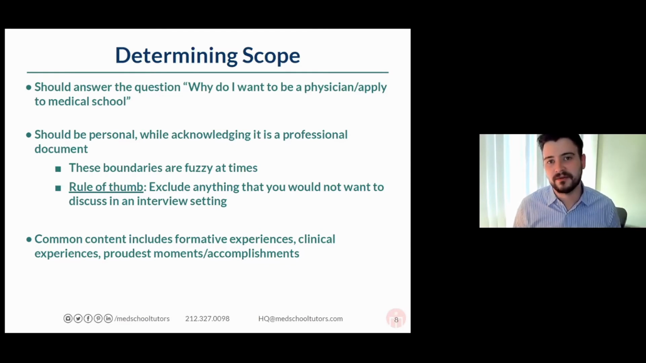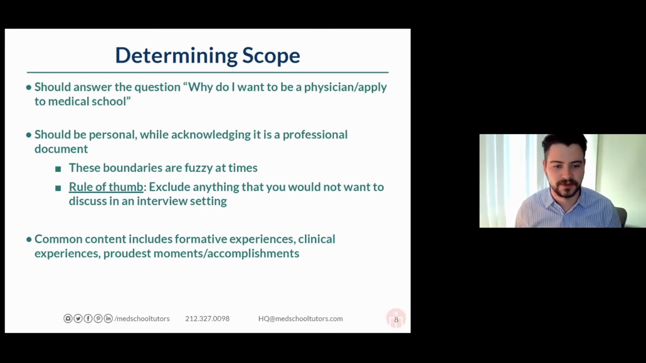But if it's something that really, really hurts to think back to, that may be something to keep out. And similarly, there are maybe other facets of your personal life that are cherished and dear to you, but that you would not want to talk about in a professional setting. Those boundaries are for you to set, as an individual and a person. And I think if you use this rule of thumb, you'll make good choices for designing your personal statement while keeping it personal.